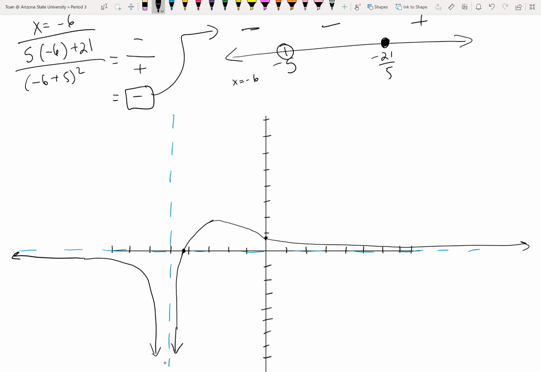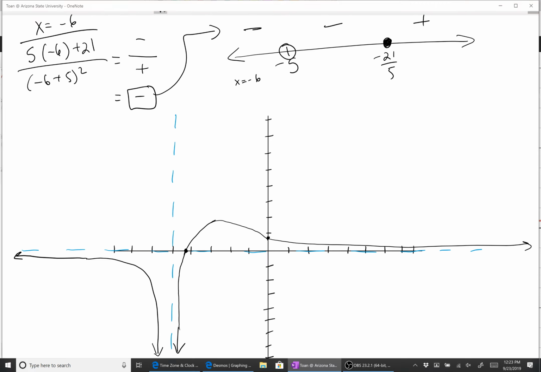So that's it. That's the big idea of 3.6a. If I give you a rational function, you guys should at the very least tell me the important characteristics of its graph. And that's what I want you guys to practice today.